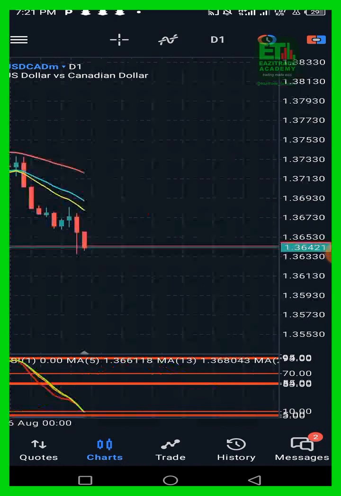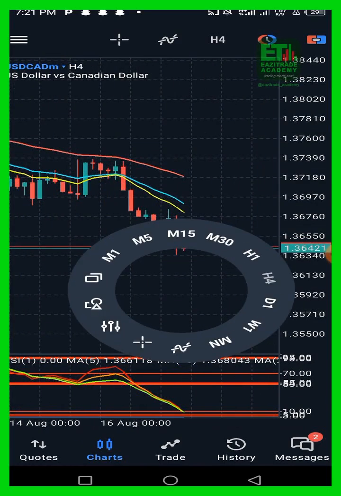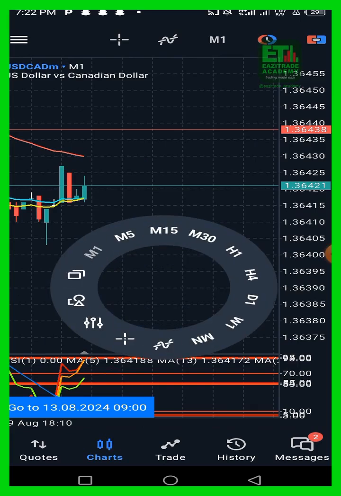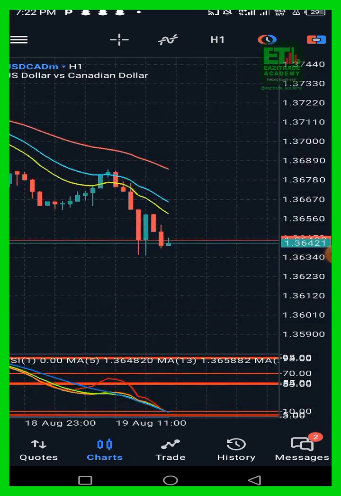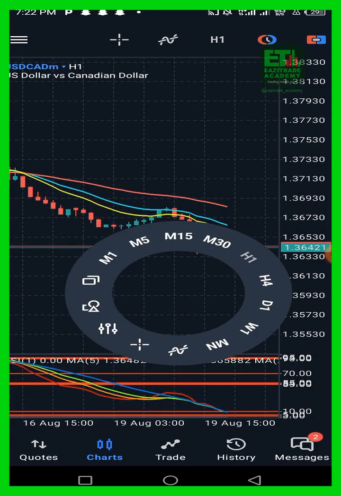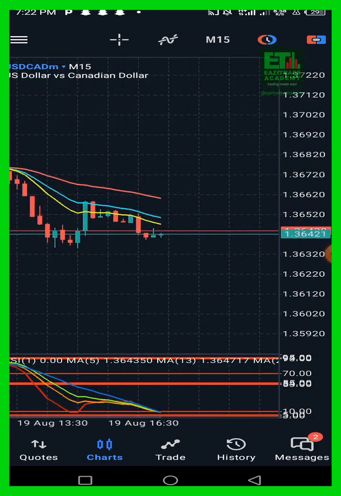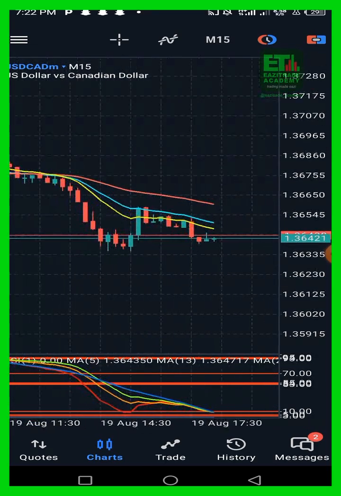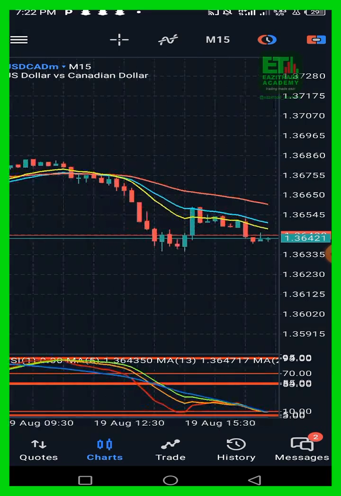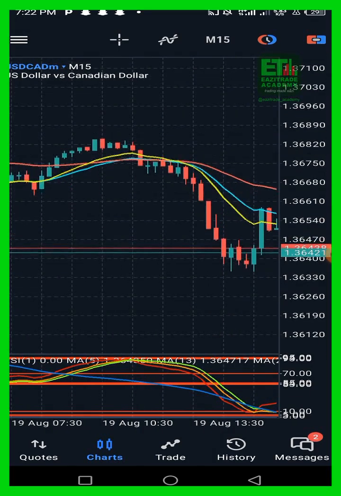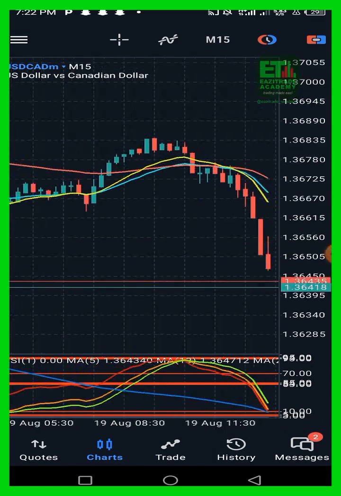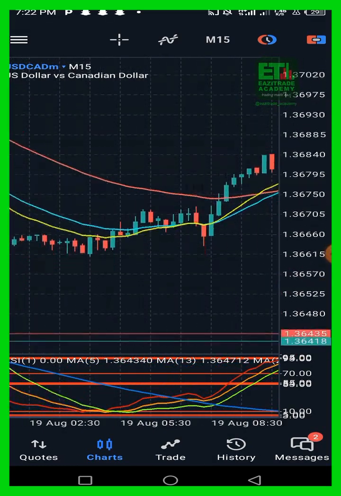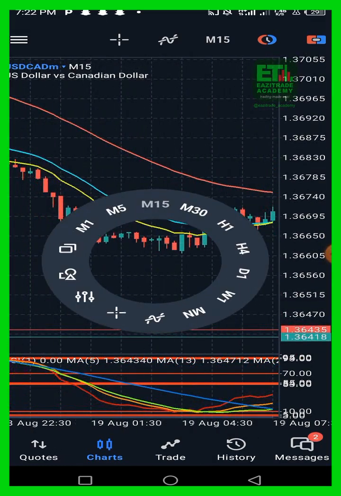It's selling on 4 hour. Let's take a look at 1 hour. It's also selling on 1 hour. So we'll be looking out for evening star on USD CAD. Okay, let's see where an evening star occurred and let's see the result. This is 15 minutes. Let's check 5 minutes.